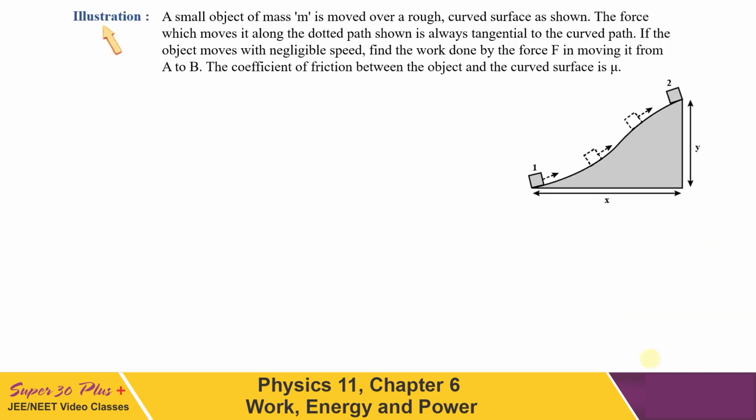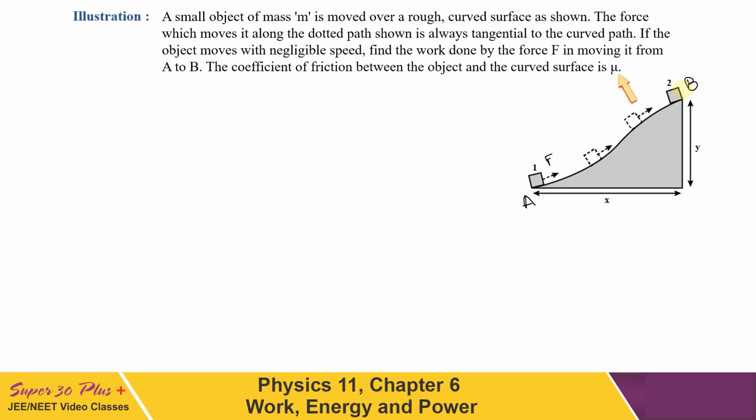The next illustration: a small object of mass m is moved over a rough curved surface as shown. The force which moves it along the dotted path is always tangential to the curved path. If the object moves with negligible speed, find the work done by the force. This is the force which is always tangential. It started from here and is going to this point B. The coefficient of friction between the object and the curved surface is mu. So we have to calculate the work done in moving it from A to B.